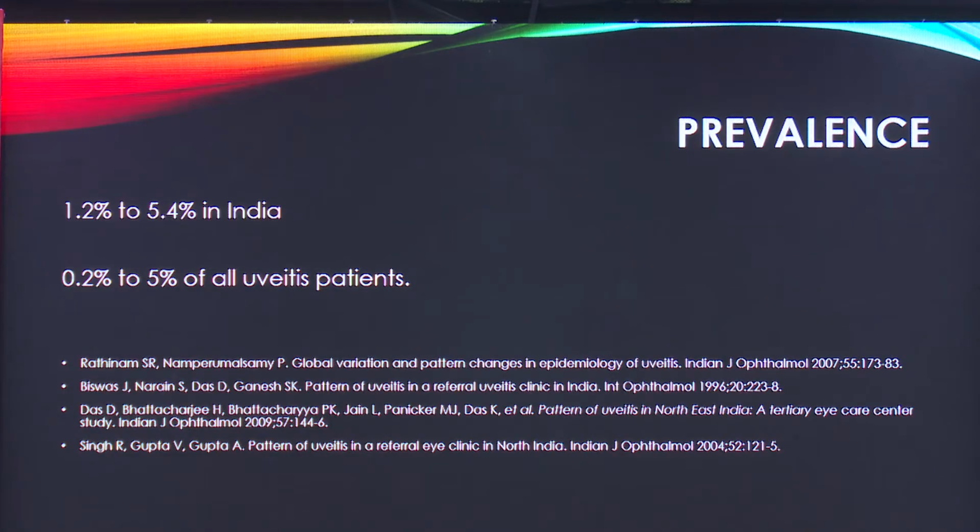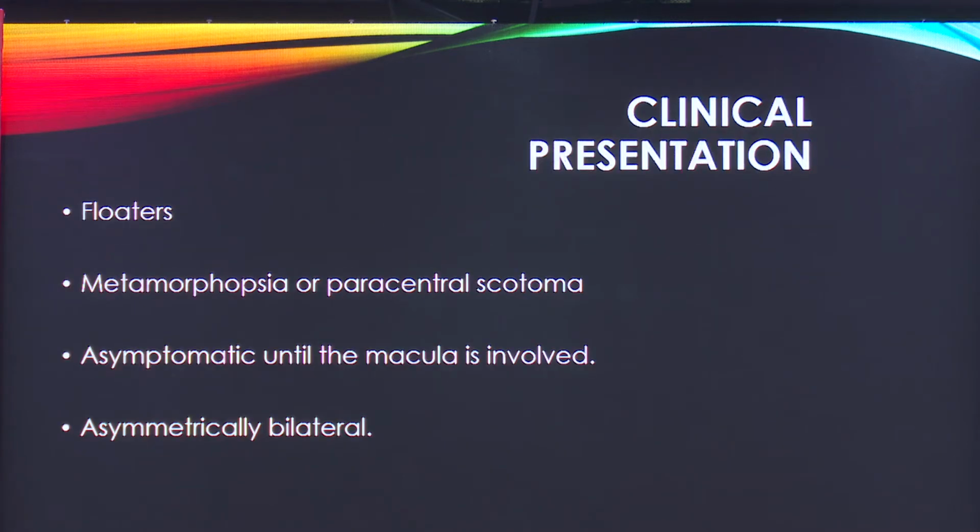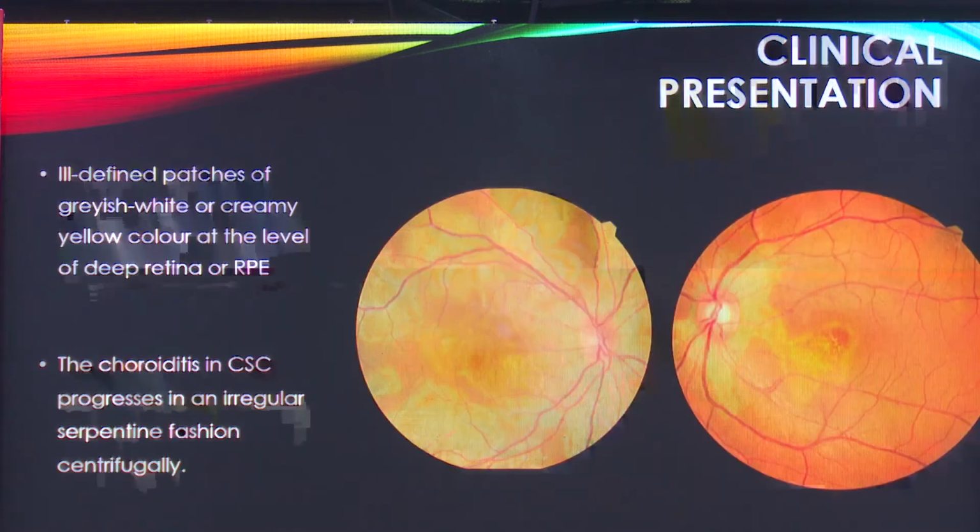In India, the reported prevalence varies from 1.2 to 5%, and it makes up 0.2 to 5% of total uveitis patients. By definition, serpiginous choroiditis is a recurrent, asymmetrically bilateral inflammation of the choroid affecting the outer retina. The patient presents with floaters, metamorphopsia or paracentral scotoma, but central vision might remain intact till the macula gets involved.